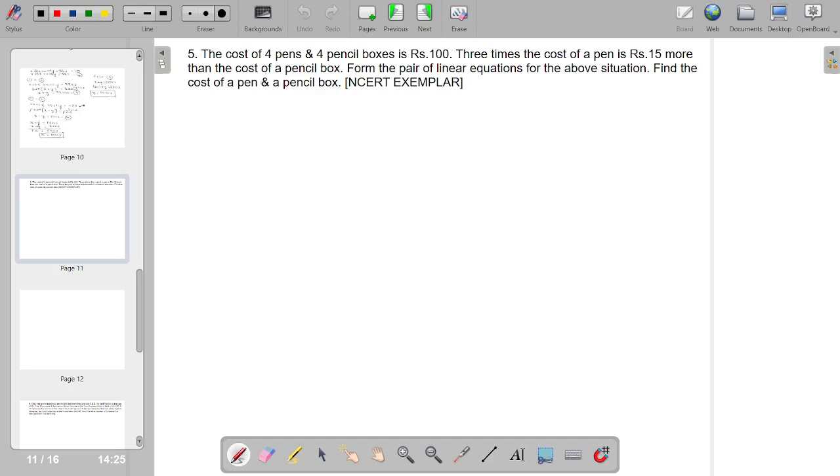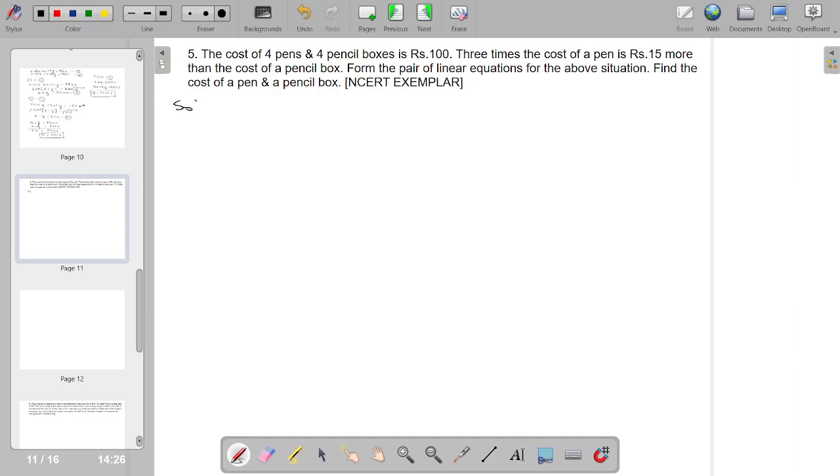So the next problem says the cost of 4 pens and 4 pencil boxes is 100 rupees. 3 times the cost of a pen is 15 more than the cost of a pencil box. Form the pair of linear equations for the above equation. Find the cost of a pen and a pencil box. This is from the NCERT exemplar.